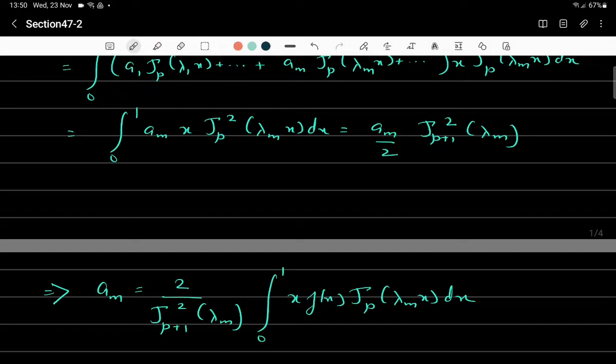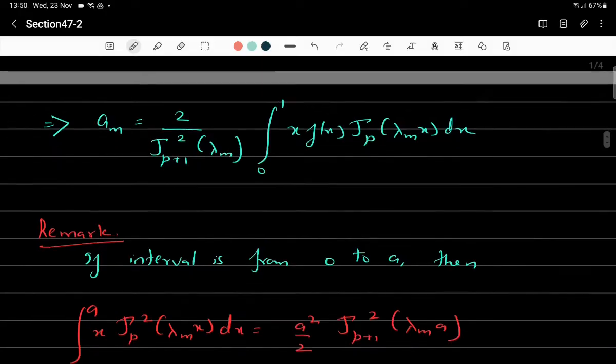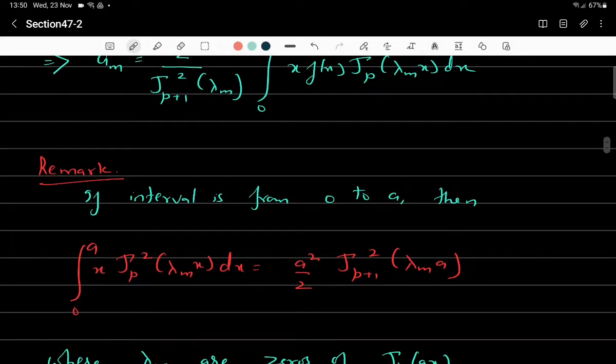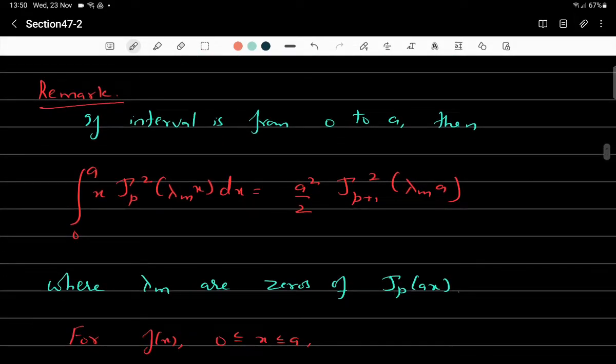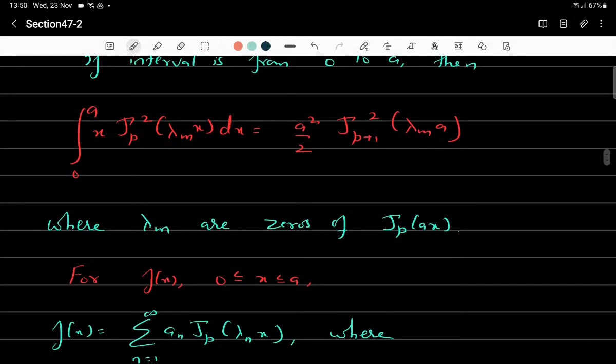Yes, there is a generalization, so please do remember the formula. There is a generalization for orthogonality also. If you consider the interval from 0 to a instead of 0 to 1, then there would be a few changes which you can easily observe, and similarly there would be changes in the Bessel series also.